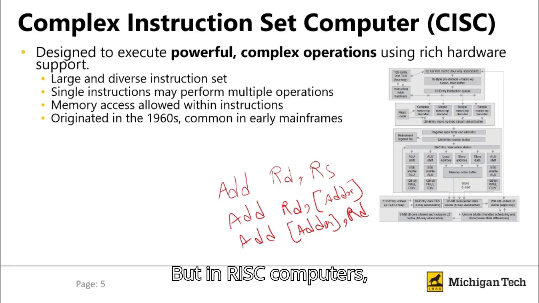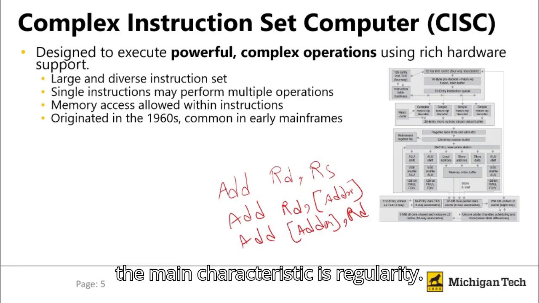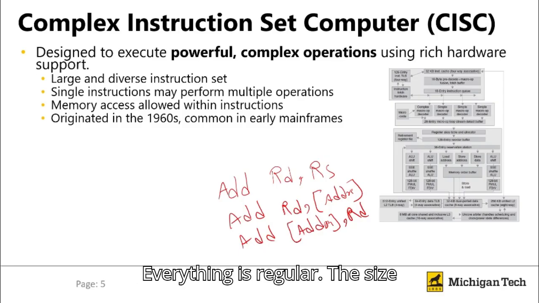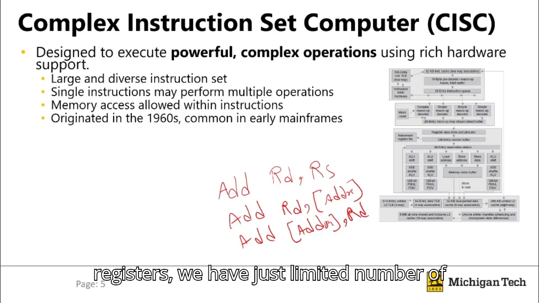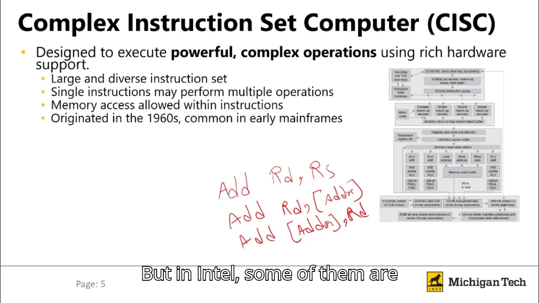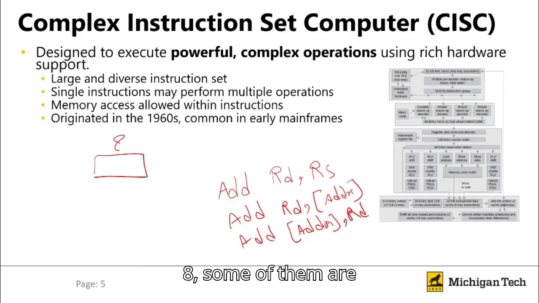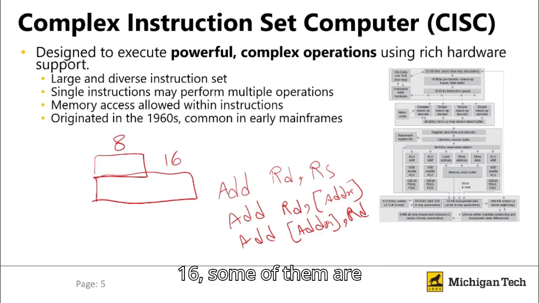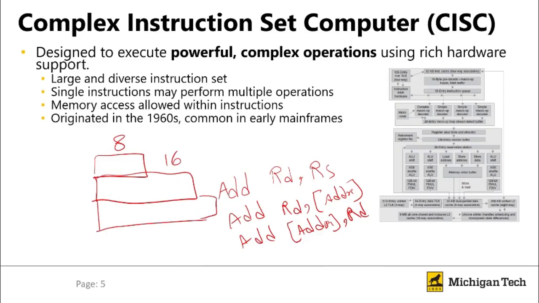But in RISC computers, the main characteristic is regularity. Everything is regular. The size of instructions, all 32. The size of registers in the one that we are supposed to learn is 64. All registers, we have just a limited number of registers, 32, and all 64 bits. But in Intel, some of them are 8, some of them are 16, some of them are 32, and 64.